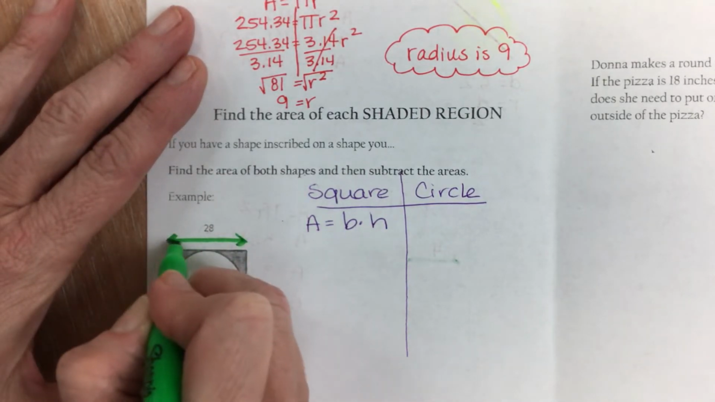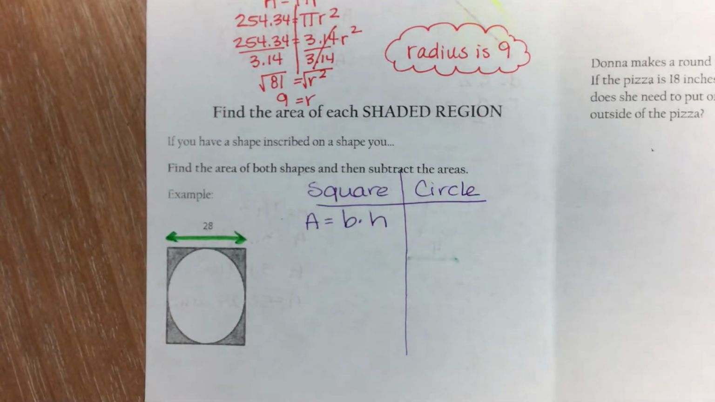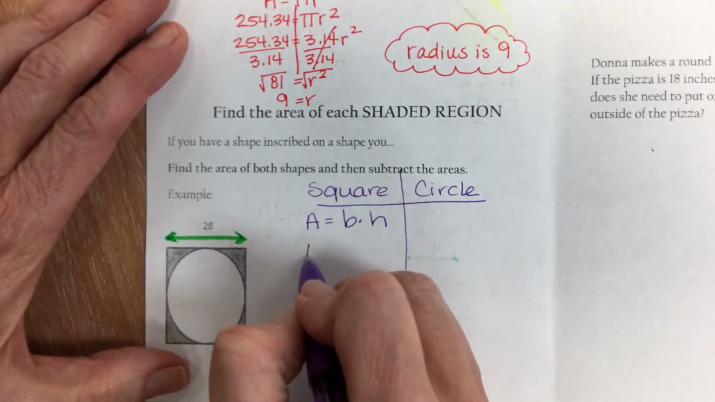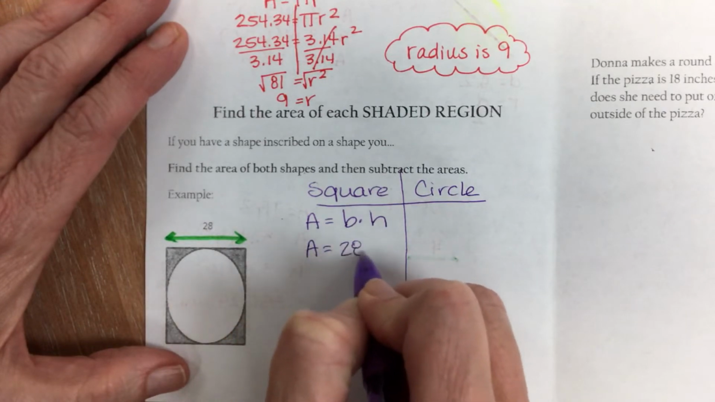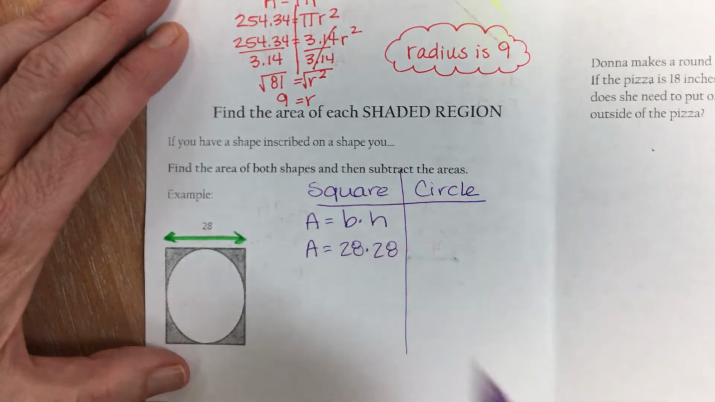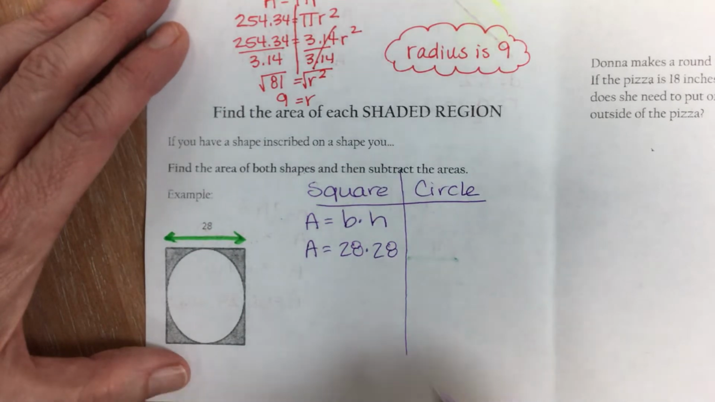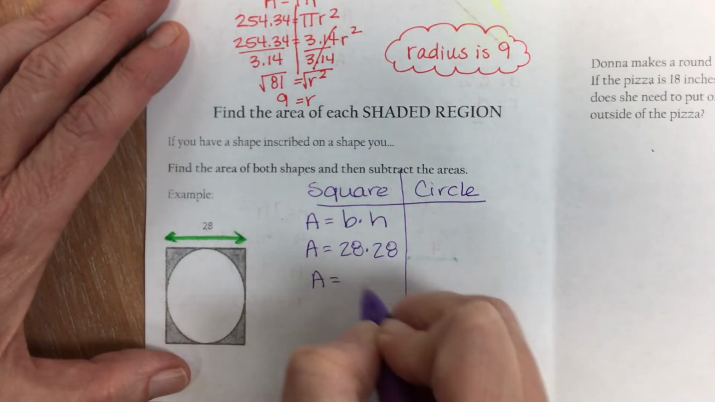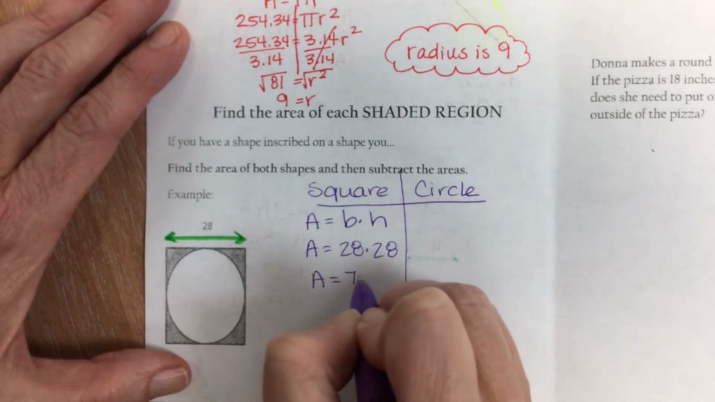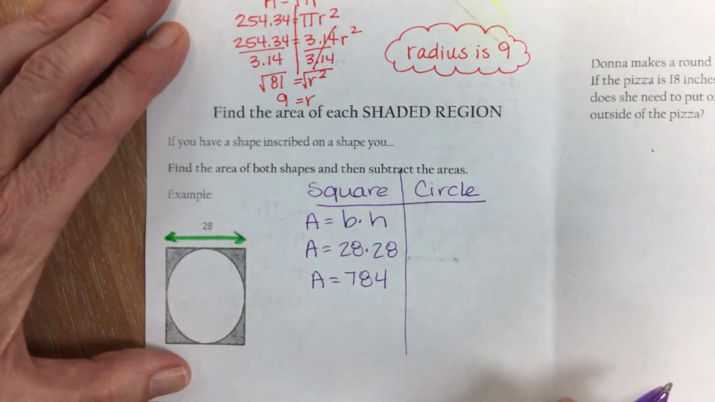That's my formula. So here, I'm going to use my highlighter. This tells me that each side, because the square is the same on all sides, is 28. So my measurement is 28. So I'm going to do 28 times 28. My base is 28, my height is 28. So here, when I multiply this together, 28 times 28, I get a total of 784.